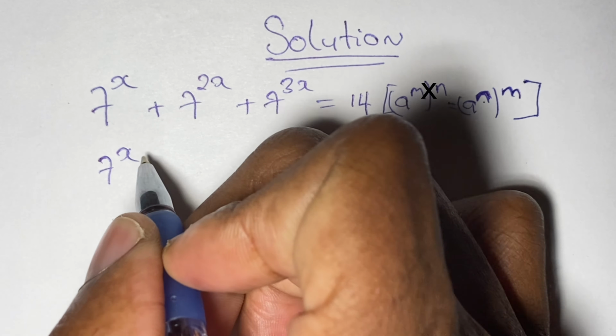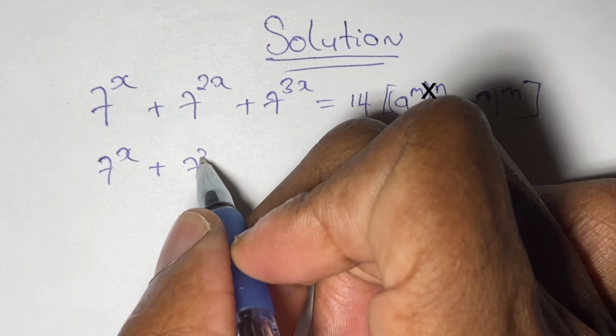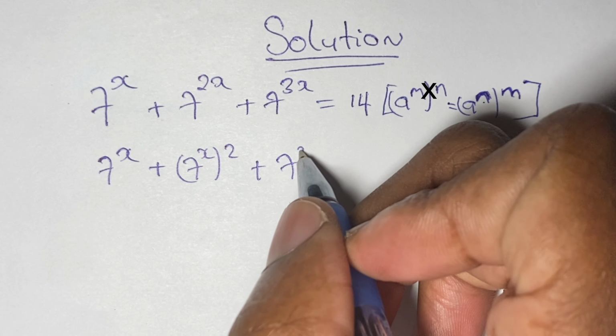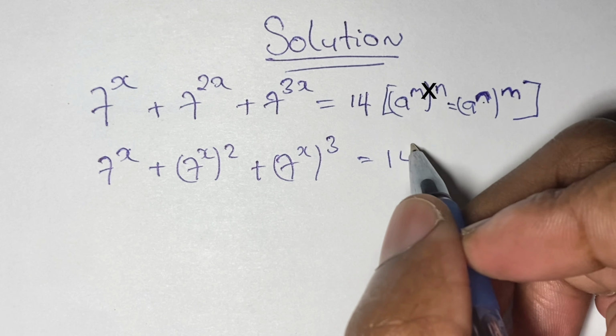So from here we say 7 to the power of x plus 7 to the power of x, and we put that in brackets, powered by 2. Then we'll have plus 7 to the power of x again, and we'll also power that by 3. And that's equal to 14.